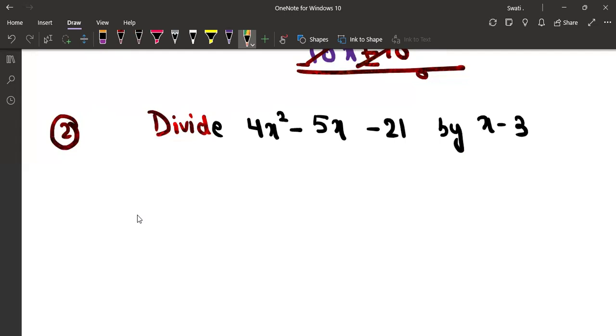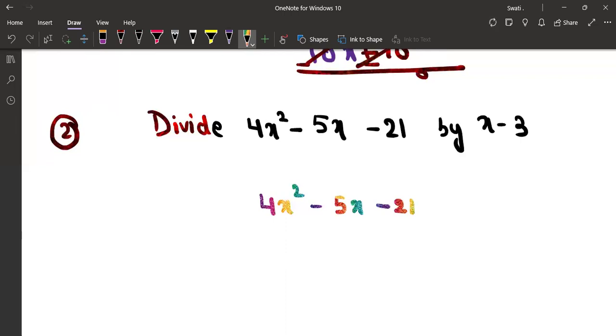What should I write? Where should I write? What is the symbol? Everything. First we will write 4x square minus 5x plus 21 minus 21, right? Yes. Okay.